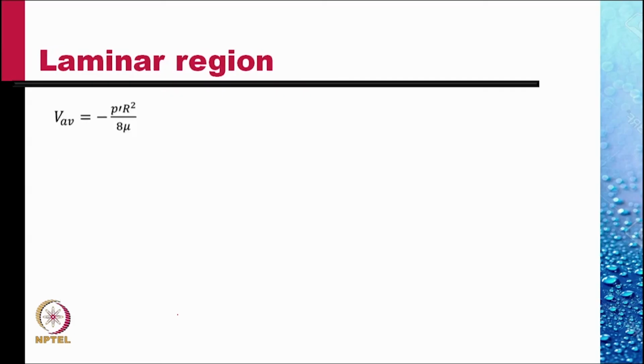For the laminar flow region, we know V average is minus P prime R square by 8 mu. And if we cast this in the form of f, we get f is equal to 64 by Re. So in the laminar flow region, the Darcy friction factor f varies like 64 by Re.